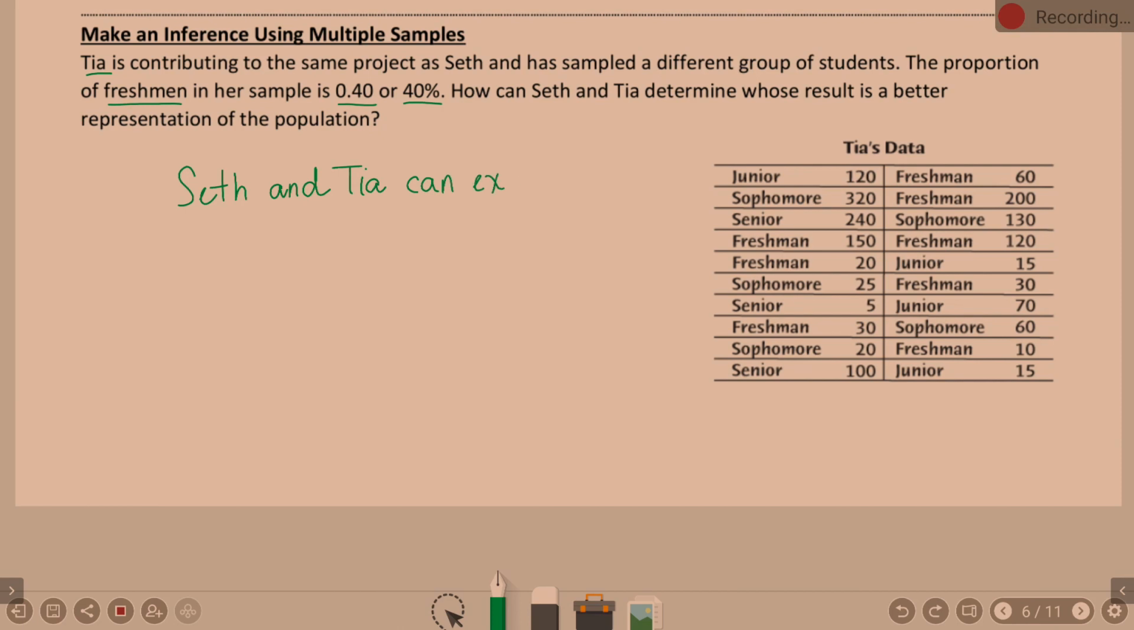So I'm going to say Seth and Tia can examine more samples or larger samples, whichever way you want to go with that. More samples, larger samples would be the two directions you could go. More samples being other samples of similar size, or just increase their size. 100, 200 people is going to make a big difference compared to 20.